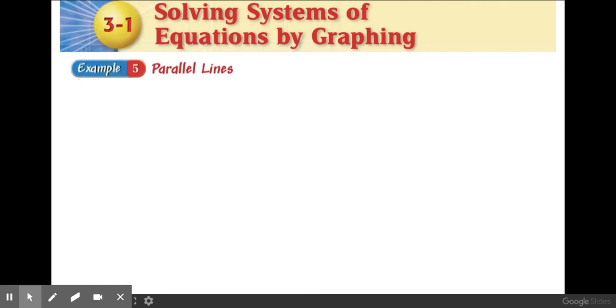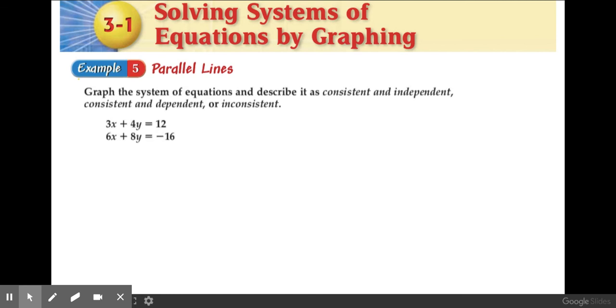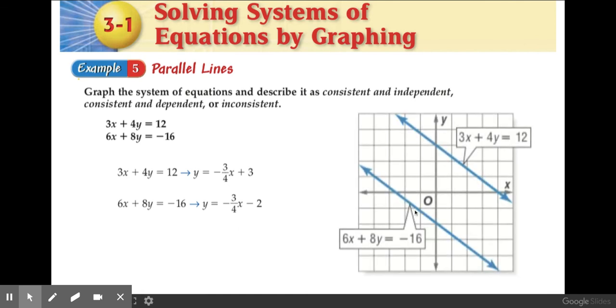So another example. What happens if you have parallel lines? Well, if you're asked to graph a system of equations, here are my two equations. Again, to graph them, I'm going to take each one and solve it for y to put it in slope-intercept form. Subtract 3x from both sides, divide both sides by 4, gives me this. Take the second equation. Subtract 6x from both sides, divide both sides by 8, gives me this equation. And now that I have my two equations in slope-intercept form, I could put them on a graph.